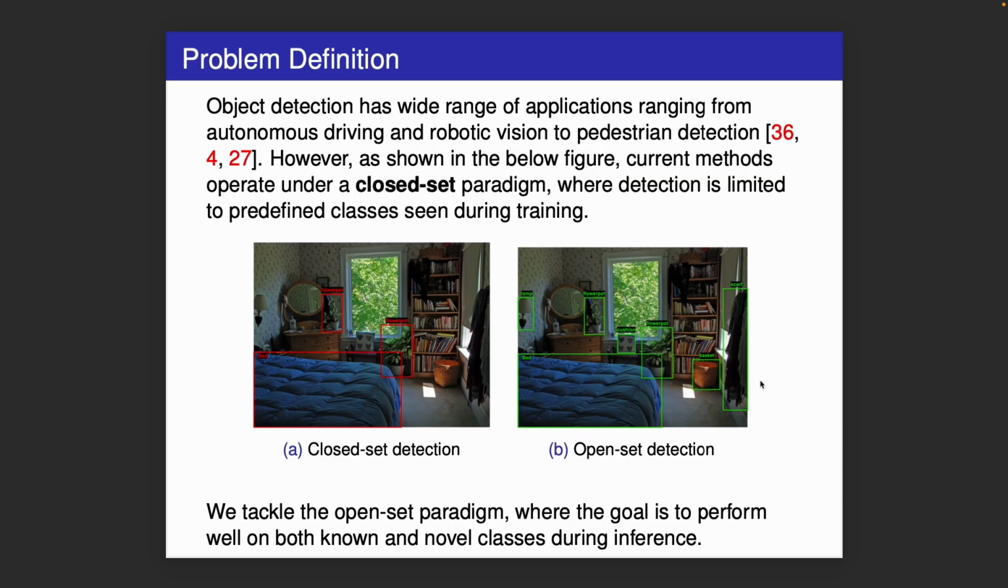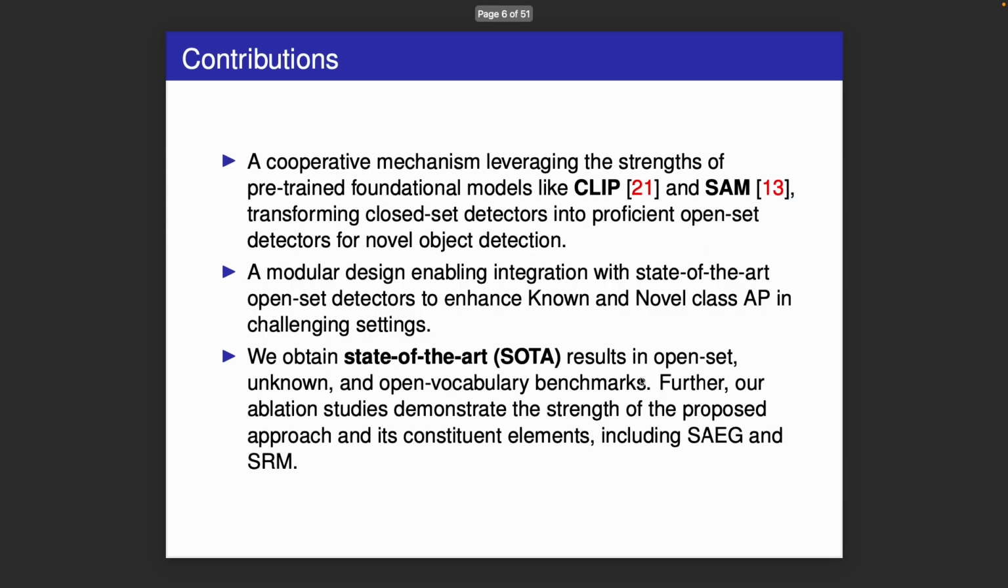Object detection has a wide range of applications, but current methods operate only under the closed set setting. They can't detect novel objects, and in an open set setting, we are also expected to detect novel objects like lamp, cushion, scarf, etc. So we tackle the open set detection paradigm.